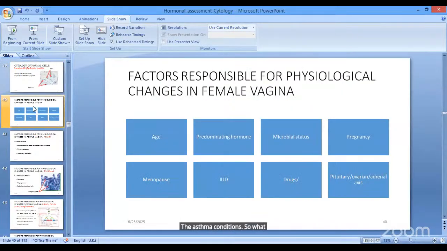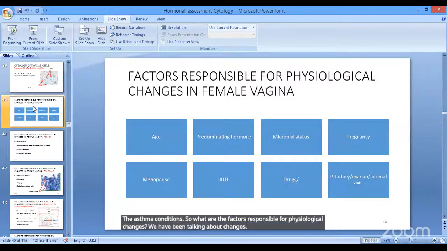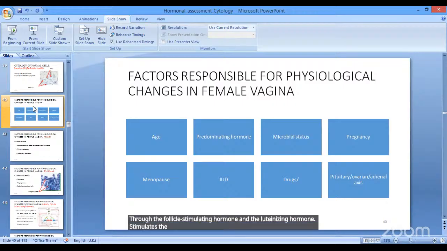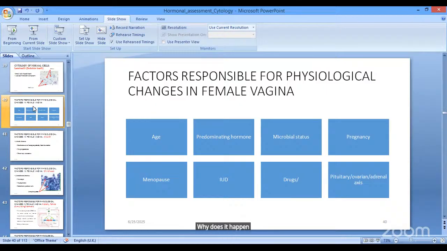So what are the factors responsible for physiological changes? We have been talking about changes. We have looked at the biological background from the hypothalamus to the pituitary, the secretion of gonadotropin releasing hormone, how it stimulates the follicles of the ovary to start secreting estrogen through the follicle stimulating hormone, and the luteinizing hormone stimulates the cell to secrete progesterone. Now, why does it happen that way? So factors responsible, we are going to consider them.